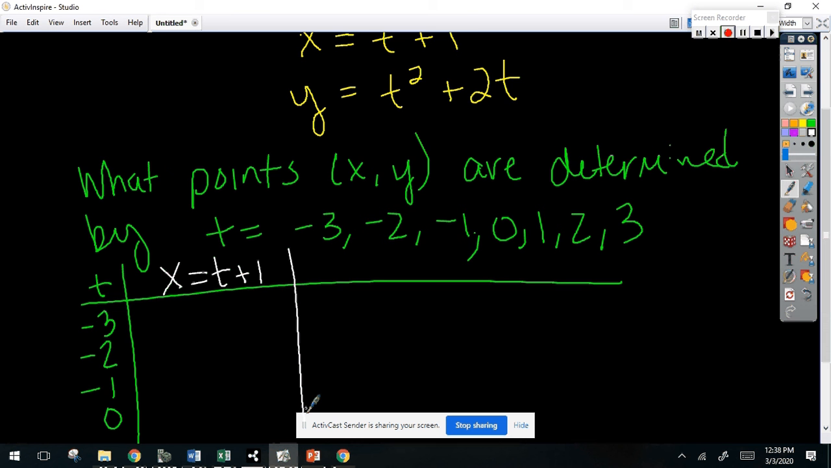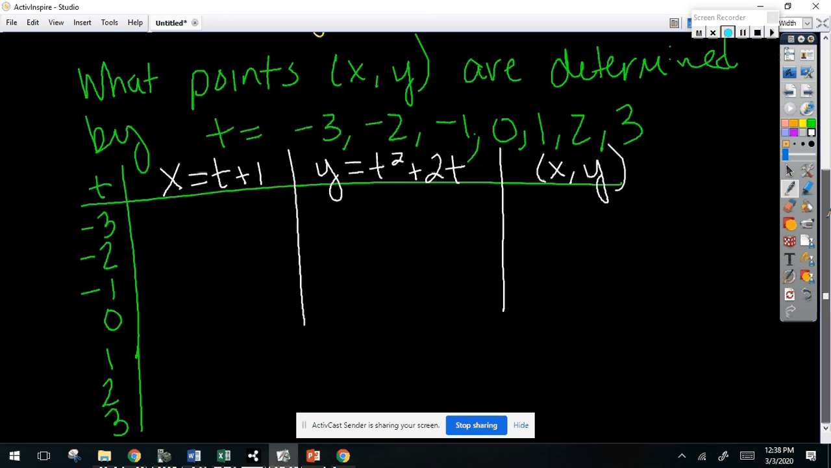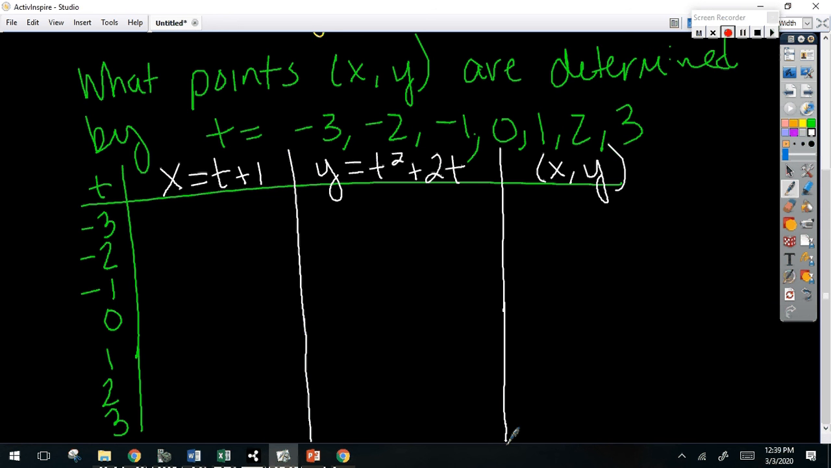How do we find y? And so when we put these together, we'll have our set of coordinates. Give you a second to catch up to me. Let's plug and chug, because that's all this is really, is plugging and chugging.